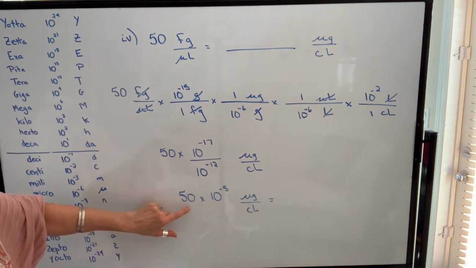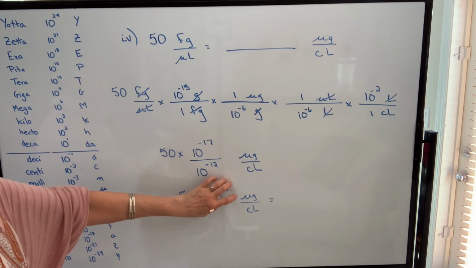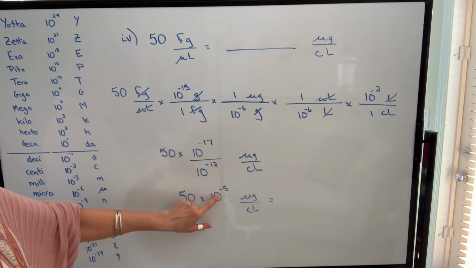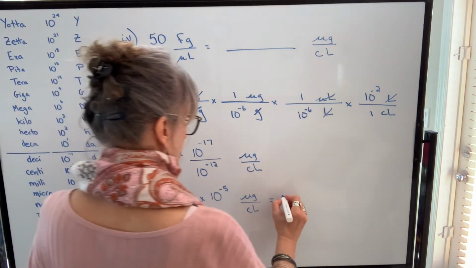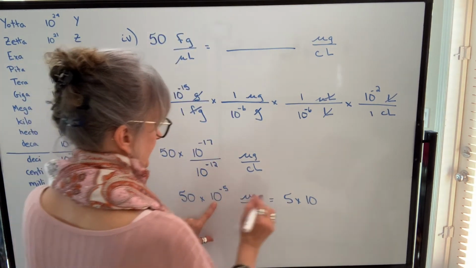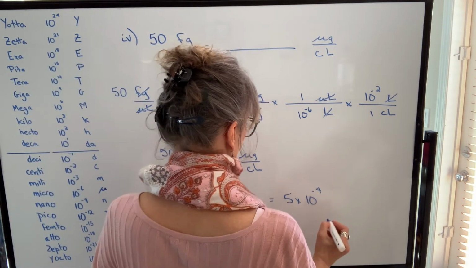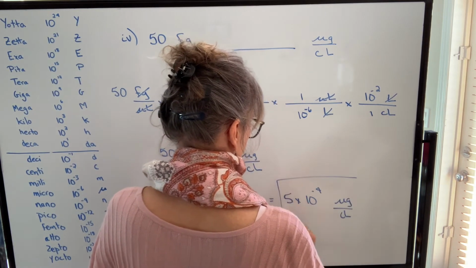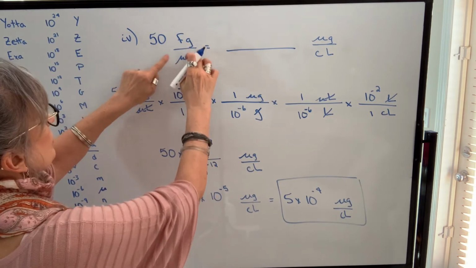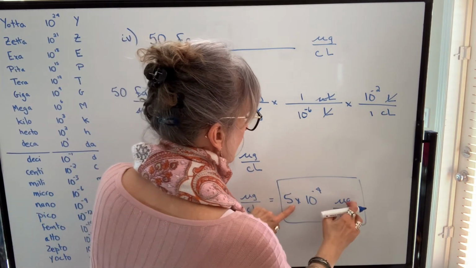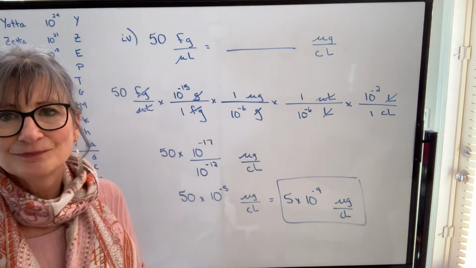I can't leave it in this form. If I'm dealing with powers of 10, it has to be in scientific notation. This number has to be between 1 and 10, so I'm going to divide by 10 here, which means I multiply this part by 10. So this becomes 5 times, when I multiply this by 10, I add a 1 to the exponent, so 10 to the negative 4. So 50 femtograms per microliter is equivalent to 5 times 10 to the negative 4 micrograms per centiliter.